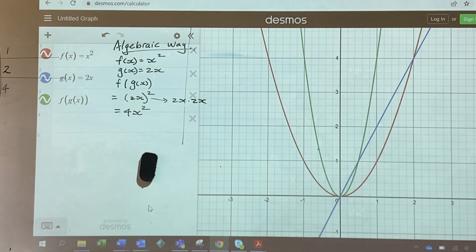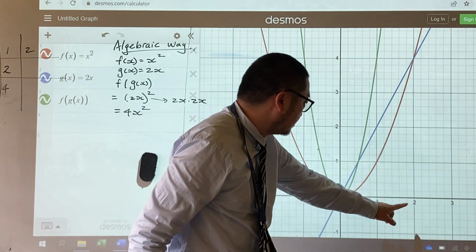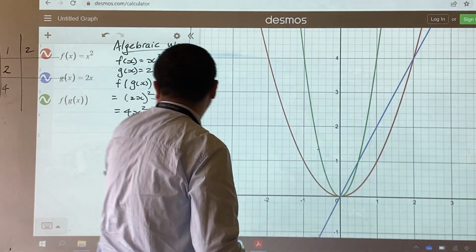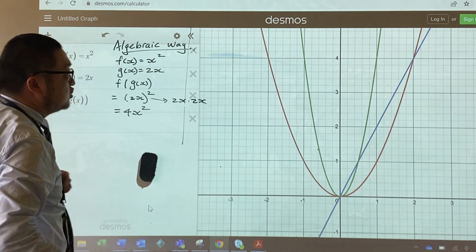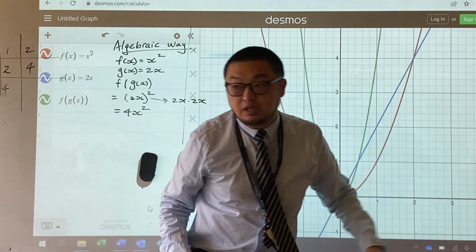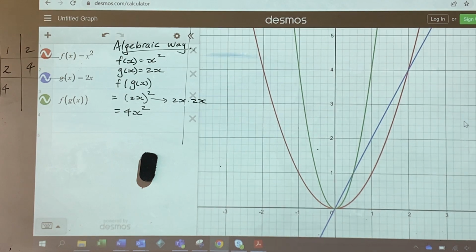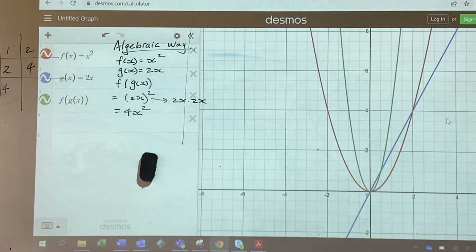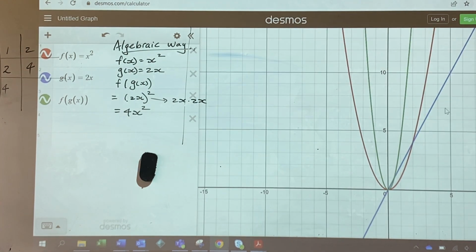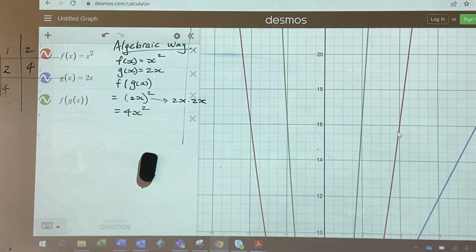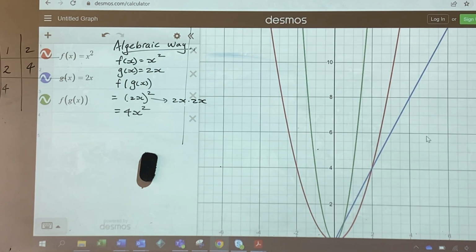Okay, let's do one more value, then you will see the pattern. Let's pick another value, 2. When x is 2, g(x) is 4. But I don't want g(x), I want f of g(x). So I'm going to look at 4. Make sense? Wouldn't that be 64? I'm going to look at 4, sorry. You see here? 2 gets to 64. 4 is 8. 4 is 16. Yeah, that makes sense. 4 is 16.